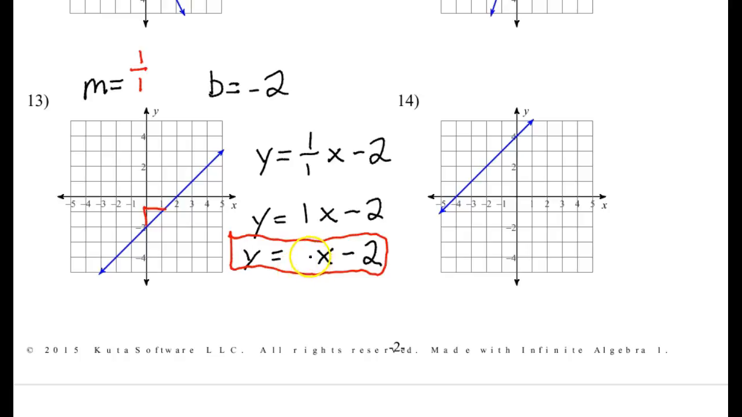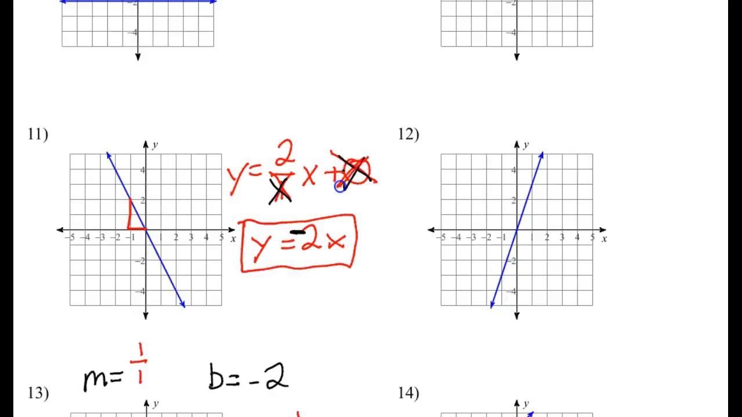So, small but important detail: if the slope is 1 and only 1, then you will not have a number here. If it's -1, you might have a negative x, right? But if the slope is just positive 1, it's assumed without writing it that it is a 1. So you leave it off. Another thing to simplify and be careful for: if the slope is 1, we don't write the number.